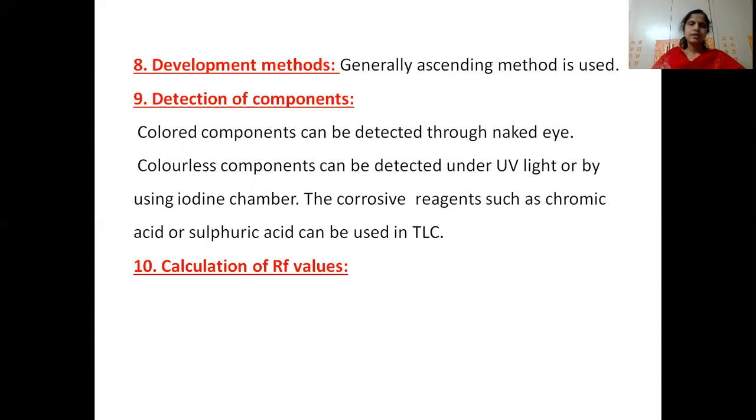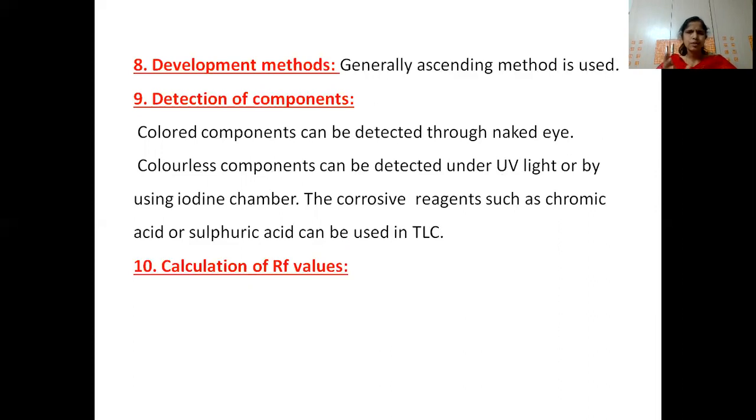The number of colored components will give the number of components which are present. So if we are finding 3 colors in that, we can say that there are 3 components present in the mixture. Suppose it is a colorless component, what do we have to do? Because there are many compounds which are colorless. We have to take that slide and put it under UV light. We have to detect it under UV light, or we can use an iodine chamber. When you place that slide under UV, you can find the spots, or you can use an iodine chamber.